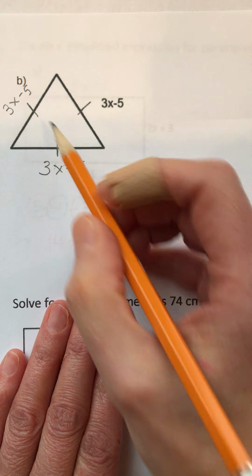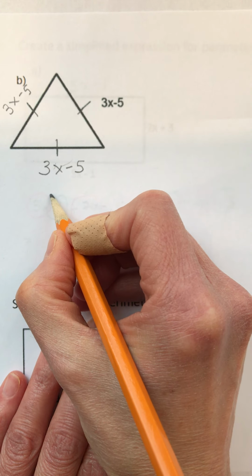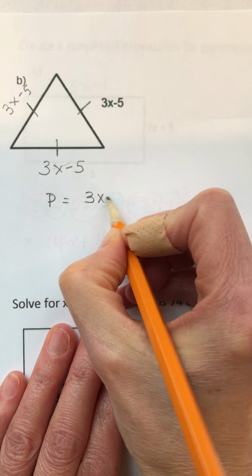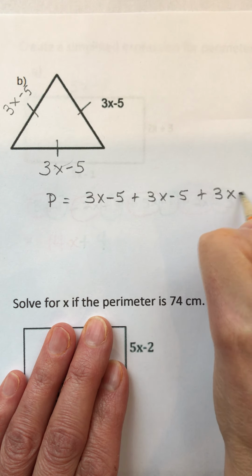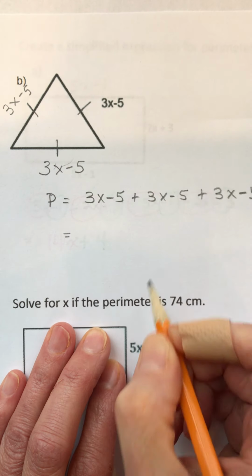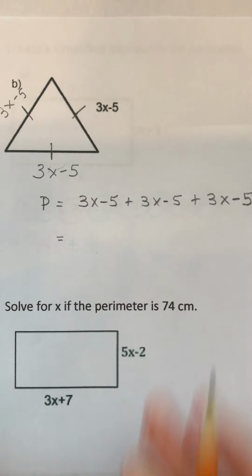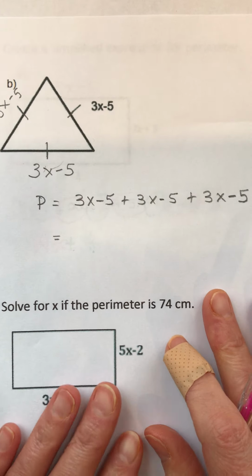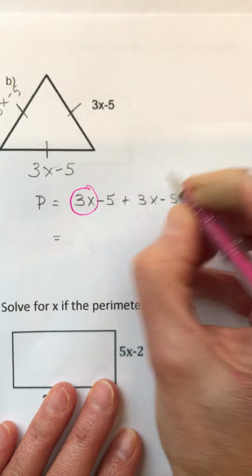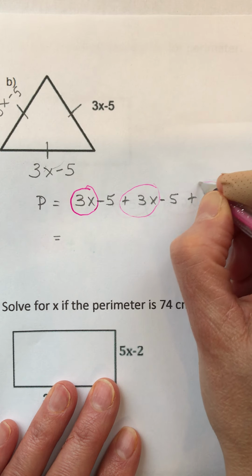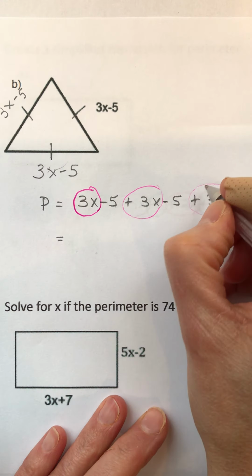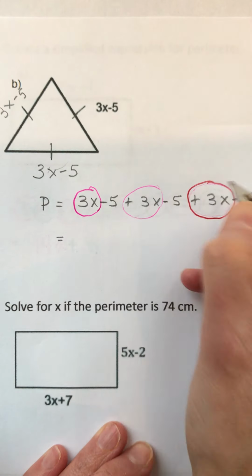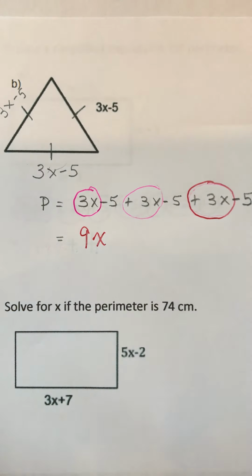Then I want to add the three up together. So perimeter is equal to 3x minus 5 plus 3x minus 5 plus 3x minus 5. There are three sides, so I need to add up three expressions. Again, a good strategy is to circle all the x terms. So I have 3x plus 3x plus 3x, and if I add those three x's all together, 3 plus 3 plus 3 is 9x. Then I'm going to do the same thing with my numbers.